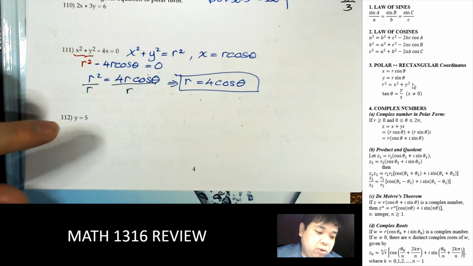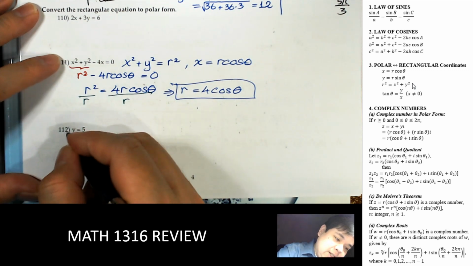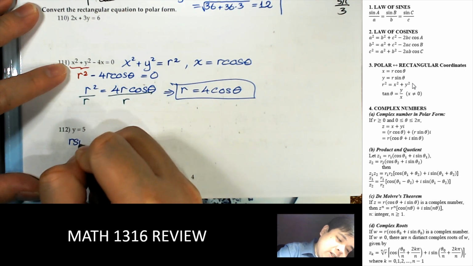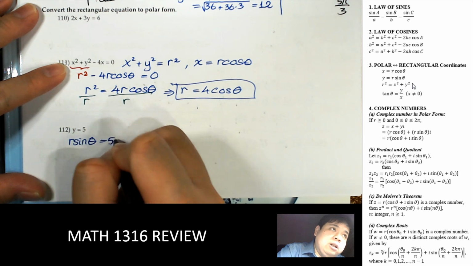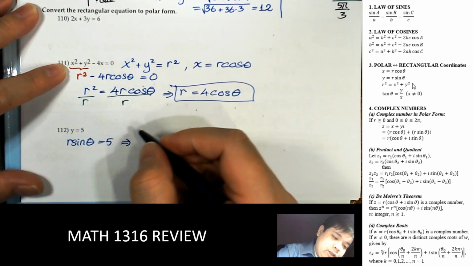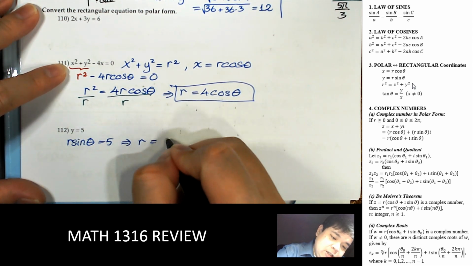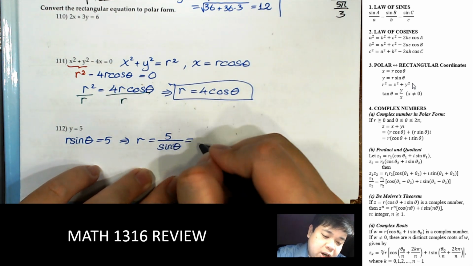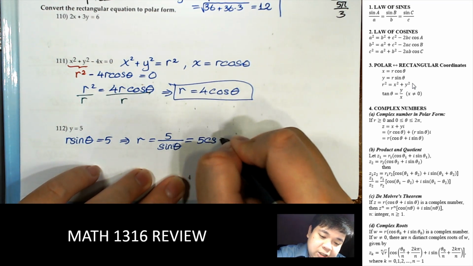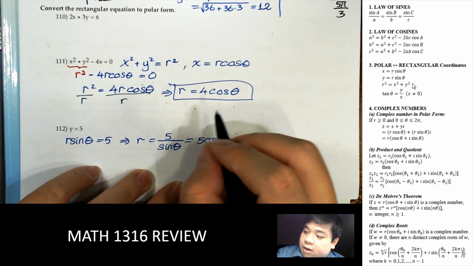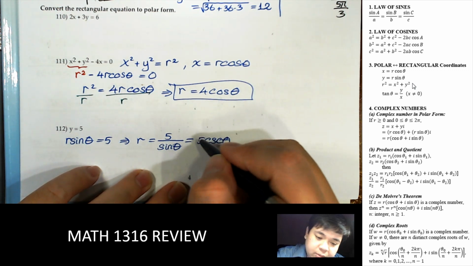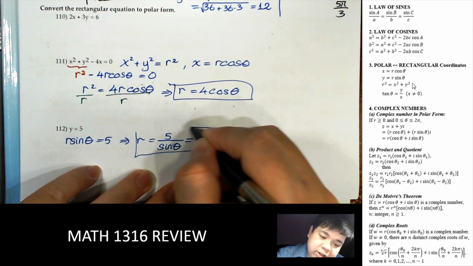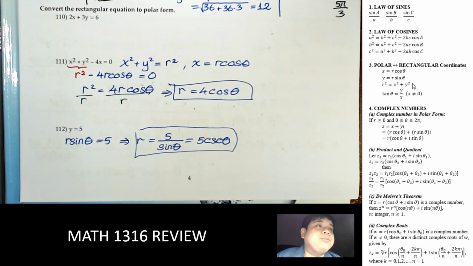Next one, also simple. y is equal to r sine theta. So for r, we divide by sine of theta on both sides. The reciprocal of sine is cosecant. So that's all we have. We can even leave the answer in this form.